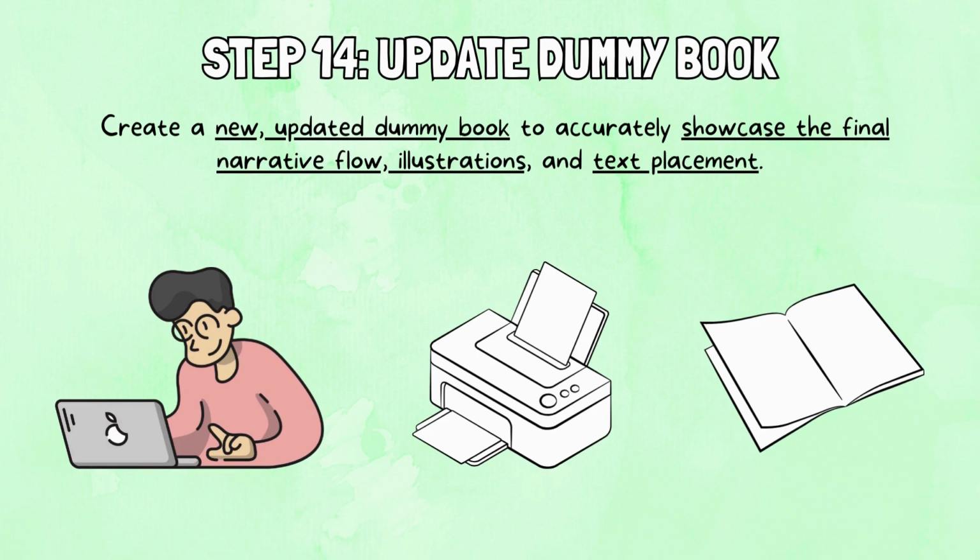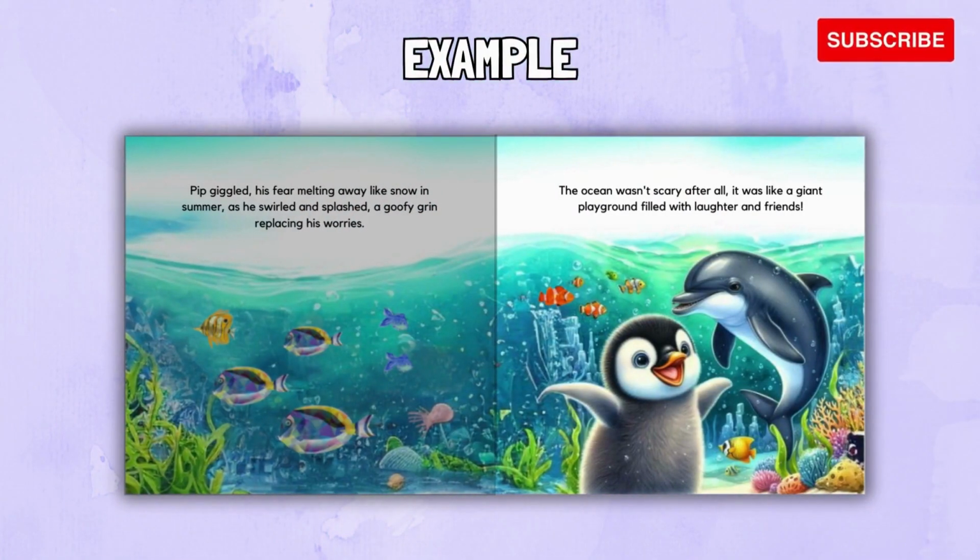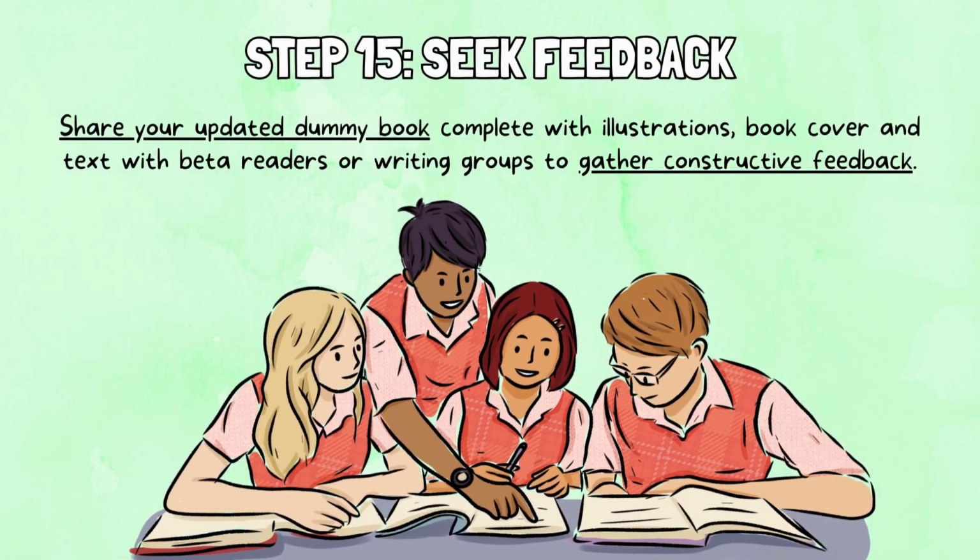Unlike the previous dummy book, you can create an actual PDF version of your picture book at this stage and even print it out to give to beta readers. Here's a sample of our updated dummy book with the actual illustrations and text ready to be given to beta readers. Step 15. Seek feedback.